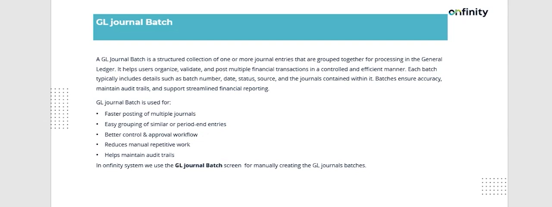This feature is also used for faster posting of multiple journals, easy grouping of similar or period-based entries, better control, approval workflows, reduced manual effort, and improved audit tracking. In the Onfinity system, the GL Journal Batch screen is used to manually create GL Journal batches. So let's navigate to the Onfinity system.